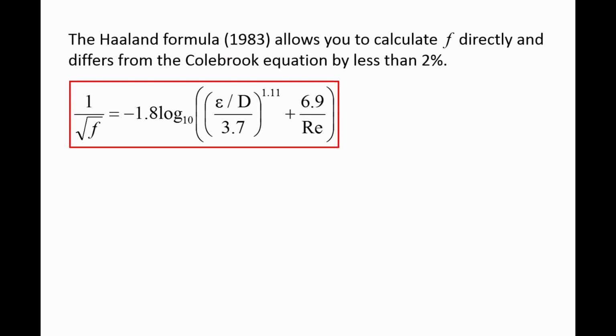Researchers have also developed formulas that allow you to calculate F directly. One such formula is the Haaland equation, which differs from the Colebrook equation by less than 2%. It has the advantage of allowing you to calculate the friction factor directly if you know the relative roughness and Reynolds number without needing to perform a time-consuming iterative process.